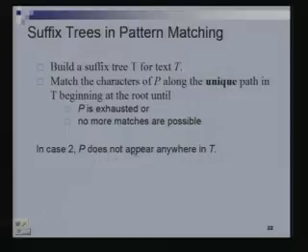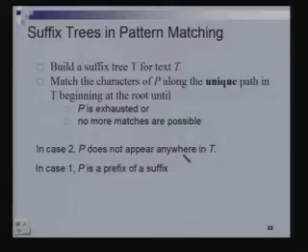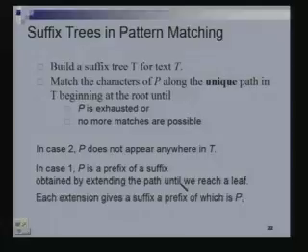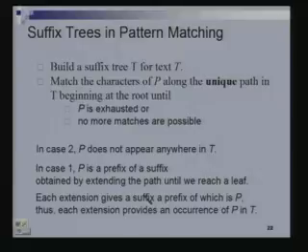In case 1, P is a prefix of a certain suffix, which is obtained by extending the path until we reach a leaf. Each extension gives a suffix, so all the leaves that we can reach from there will tell us the occurrences of the pattern. Each extension provides an occurrence of P in T. So what are the extensions? Basically all the leaves below that.